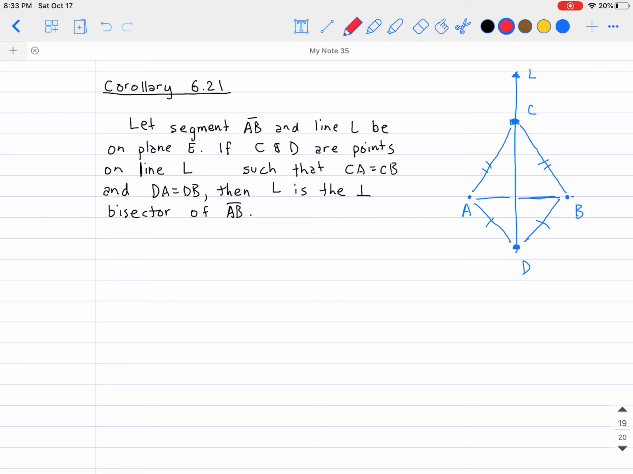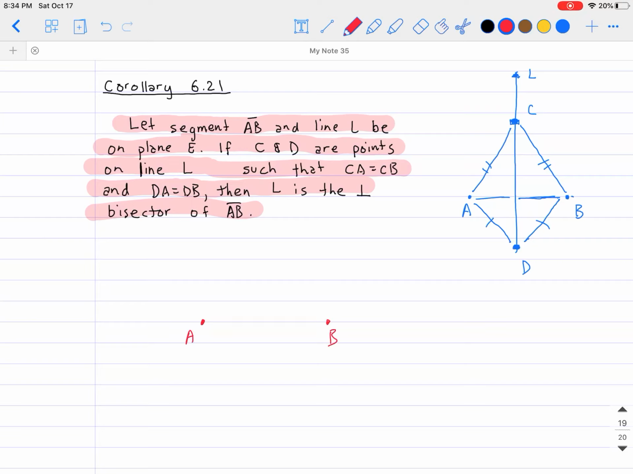All right. So next, now we're going to look at this corollary right here, which is kind of like a small little theorem that we're going to be using to prove something that's a little bit more important. So hence, that's why it's called a corollary. Here's what the corollary says. Let segment AB and line L be on the plane E. If C and D are points on line L such that CA is equal to CB and DA is equal to DB, then line L is the perpendicular bisector of AB.